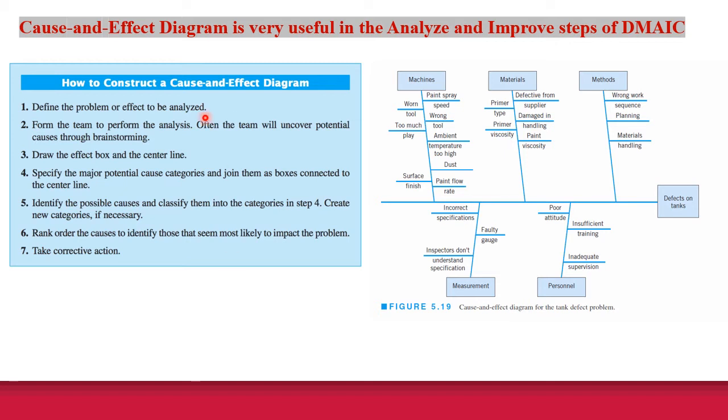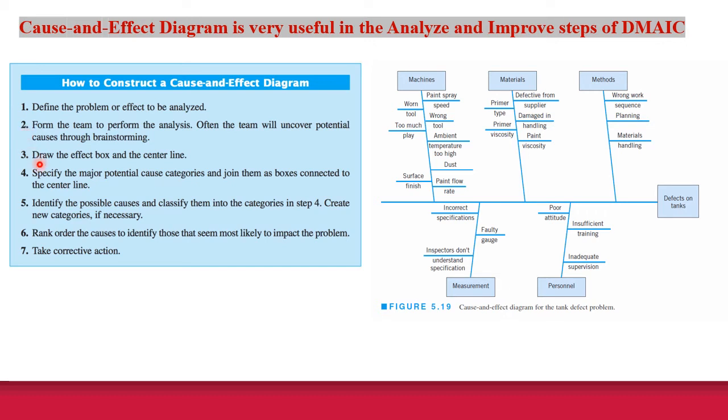The steps to construct the cause and effect diagram our book lays out. First you want to define the problem or effect to be analyzed. Usually you form a team to perform the analysis. Often the team will uncover potential causes through brainstorming. They'll just sit around and talk about what do we think is causing the problem here.